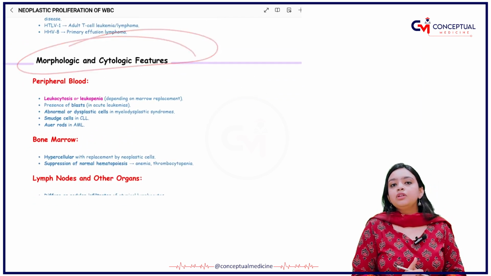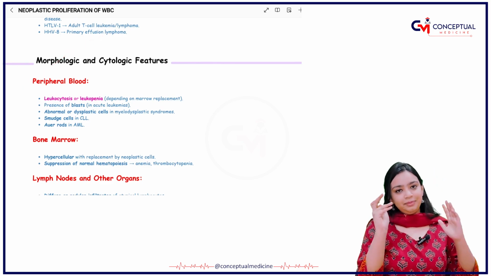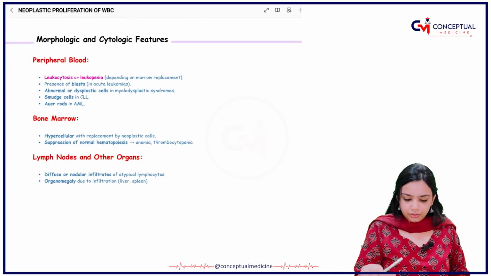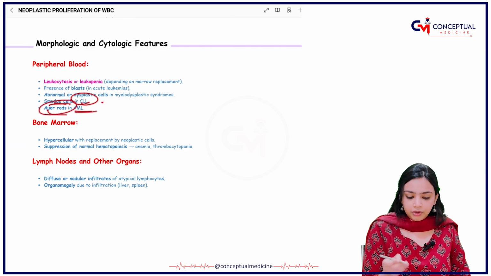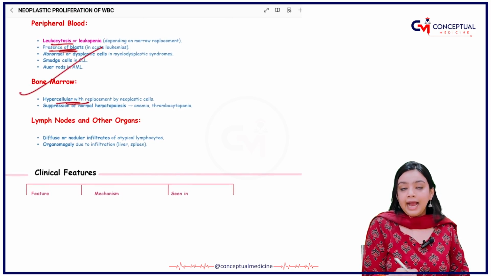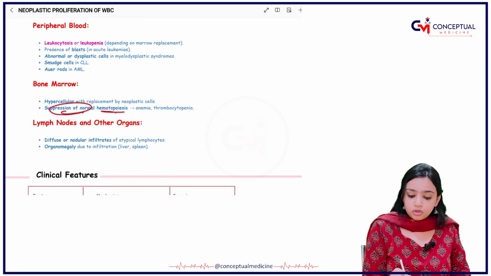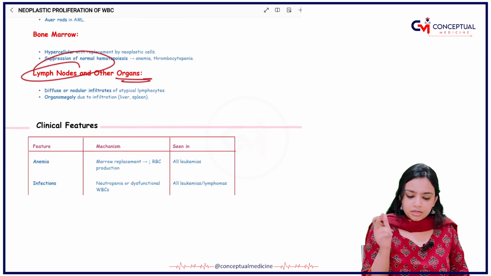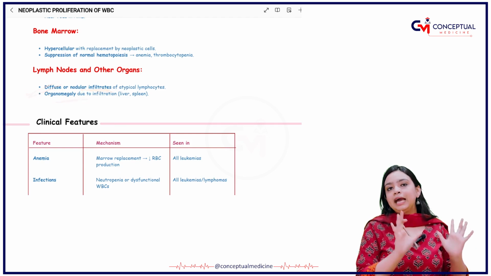Coming on to the morphology and the cytological features in the peripheral blood smear, I'll show you the images also. Remember, smudge cells are seen in your CLL. Auer rods are seen in your AML, and there will be presence of blasts. In the bone marrow, there will be hypercellularity with replacement by neoplastic cells. There will be suppression of normal hematopoiesis. In the lymph nodes and other organs, there will be diffuse or nodular infiltrates and organomegaly will be there.